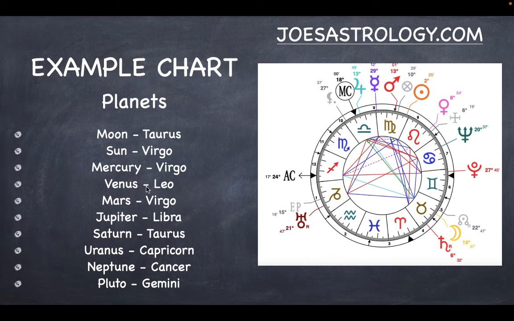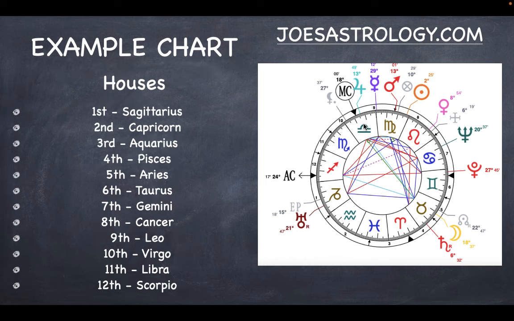Venus is in Leo. Mars is in Virgo. So you can see when you memorize this, you can do this very quickly. I can just go around without using that. I can just look here, Neptune, Cancer, real fast, Pluto, Gemini, Jupiter, Libra, etc. Same thing with the houses. I can go very quickly. First house, Sagittarius, second house, Capricorn, etc.